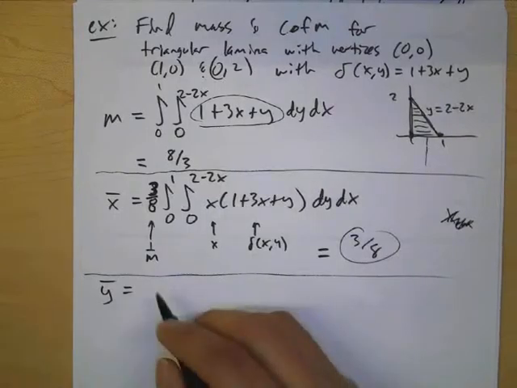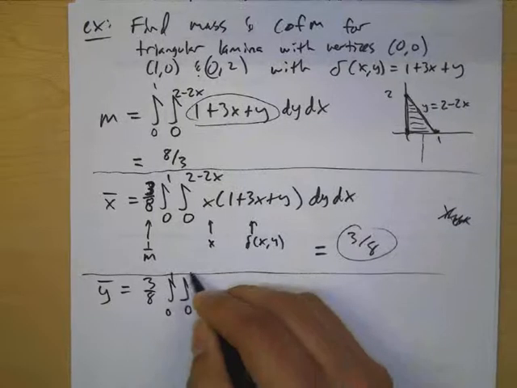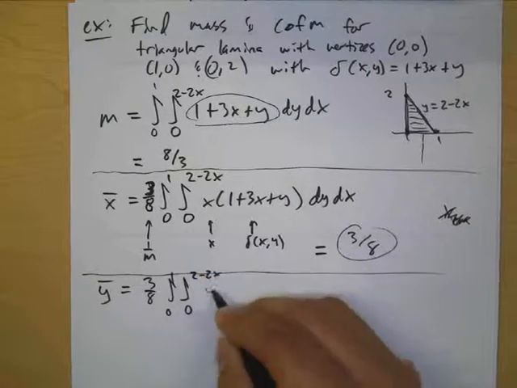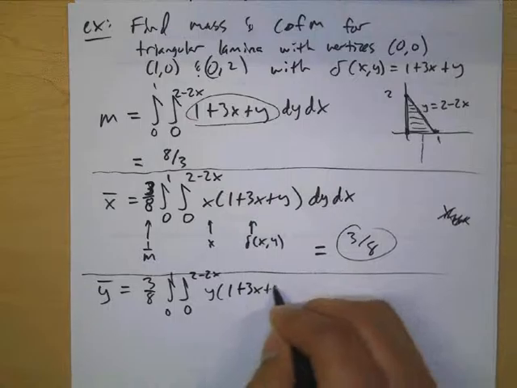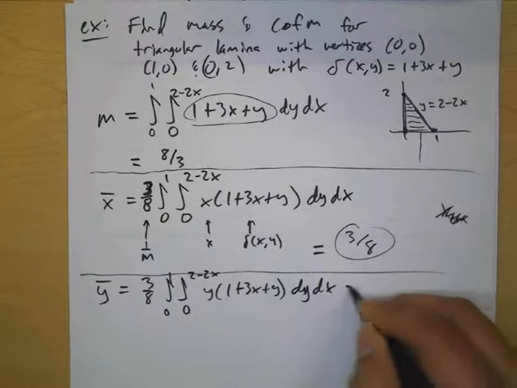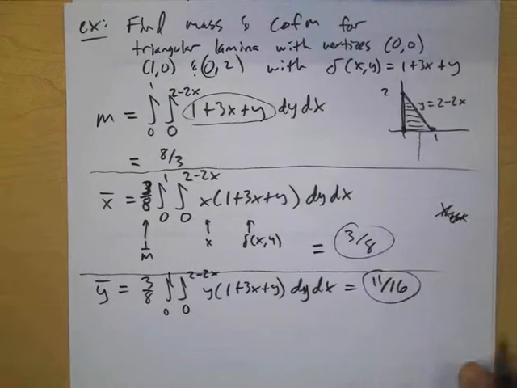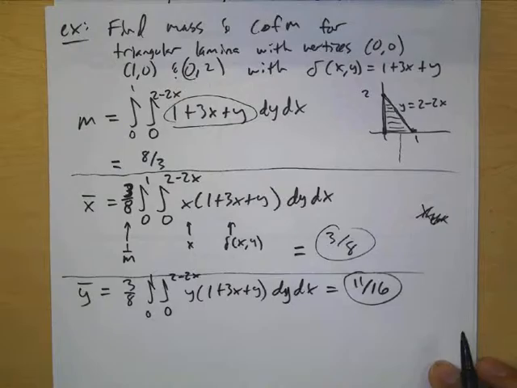When you find the y coordinate, same setup. What's the only difference? Y instead of an x, so it'll be y times 1 plus 3x plus y, dy dx. And again, I'll just tell you the answer. You get 11/16.